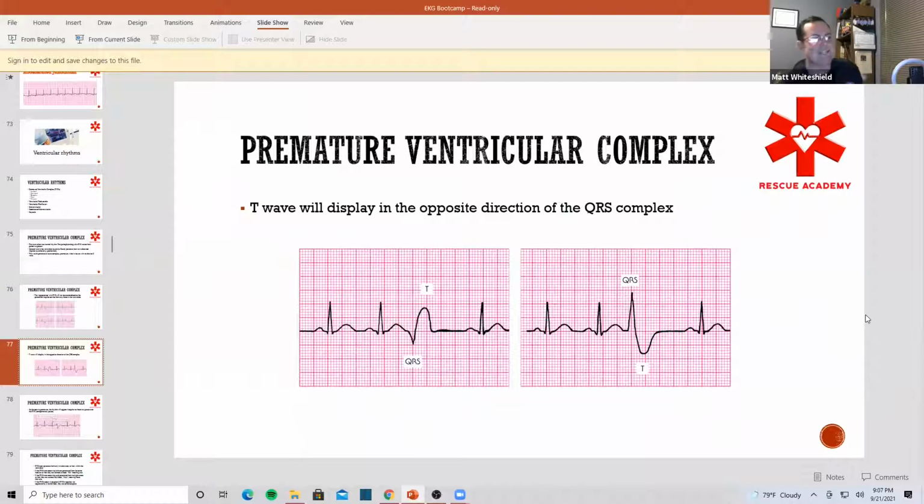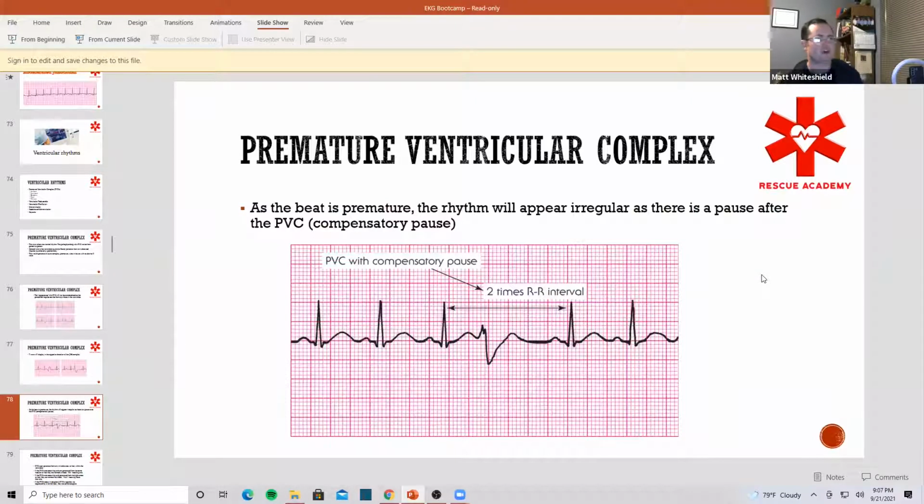It states the T wave will display in the opposite direction of the QRS complex. Now that's with regards to the actual PVC itself, okay? So here we see that we have a negative deflection of our QRS complex, but an upright T. Over here we have an upright or positive deflection of the QRS complex, and we have an inverted T wave. That is part of the rules for a PVC.